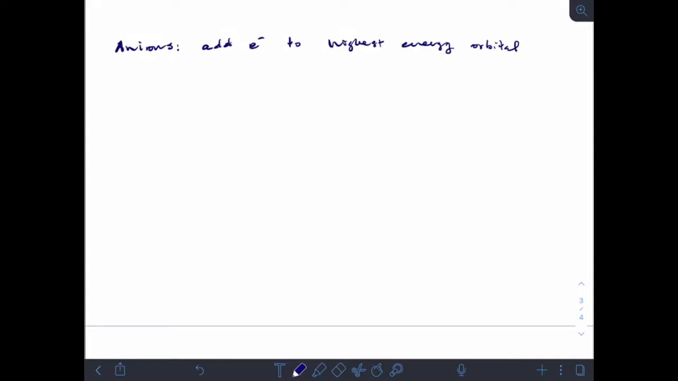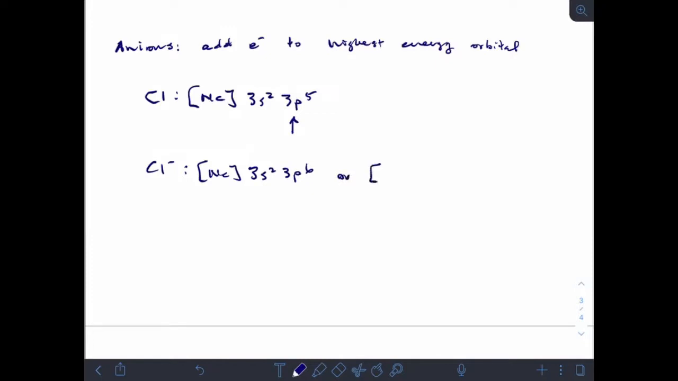All right, so let's look at the neutral configuration for chlorine. It will be neon as the core, and we'll have 3s2, 3p5. Okay, so my highest energy orbital is my 3p5. So for chlorine minus, I'm going to add an electron to that highest energy orbital. So it'll come out 3s2, 3p6, or the same electron configuration as argon.